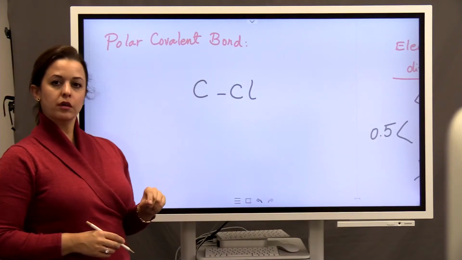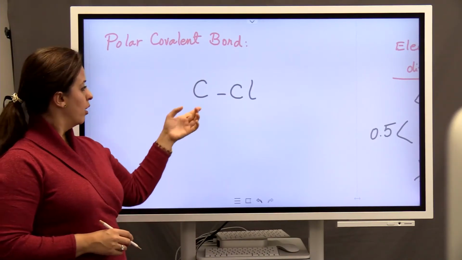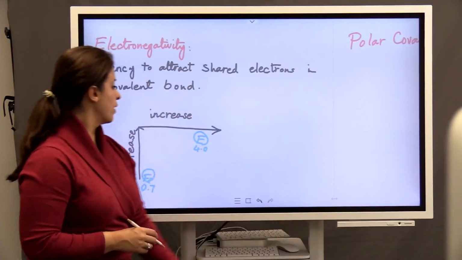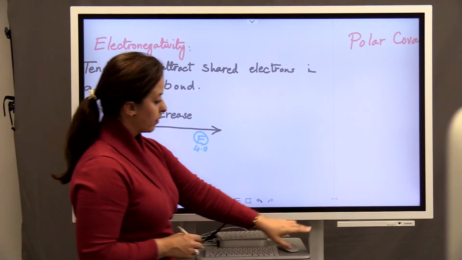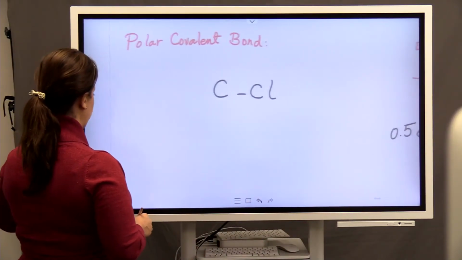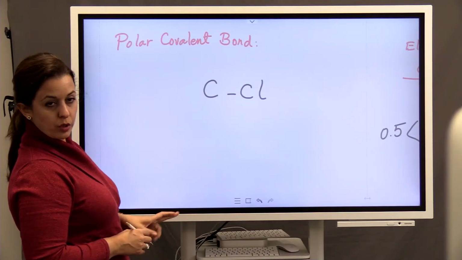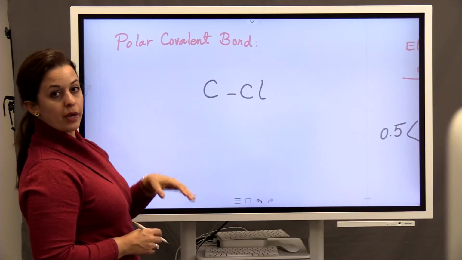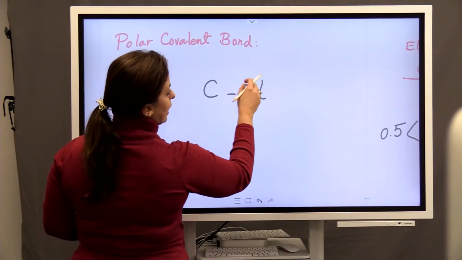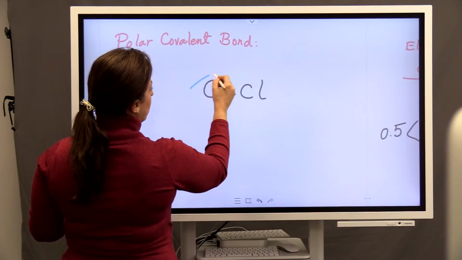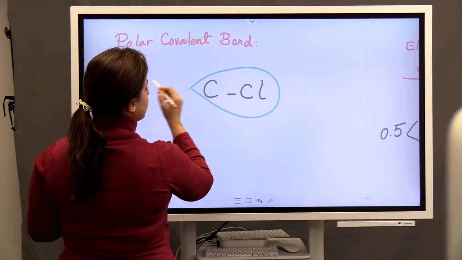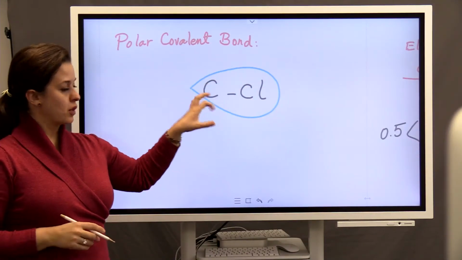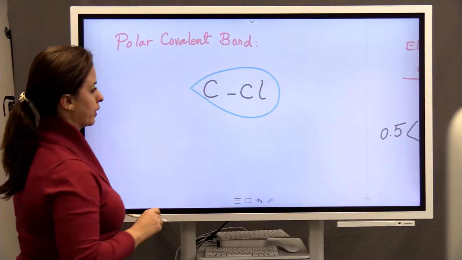Look at this carbon-chlorine bond. According to the trend that I introduced here, which one is more electronegative? Carbon or chlorine? Check with your periodic table. I'm sure you will say chlorine is more electronegative. So, on the more electronegative atom, there seems to be more density of electrons. If you look at this molecule under a microscope, you will see such a density of electrons more towards chlorine, which is more electronegative.